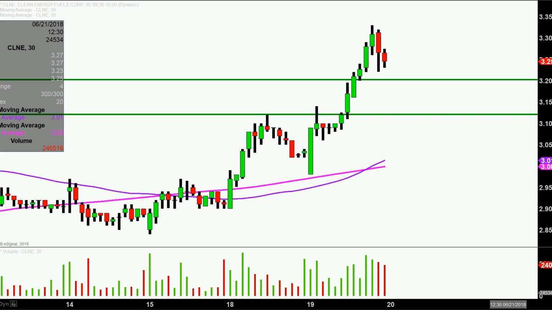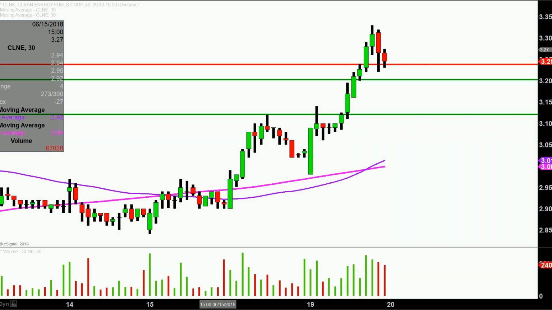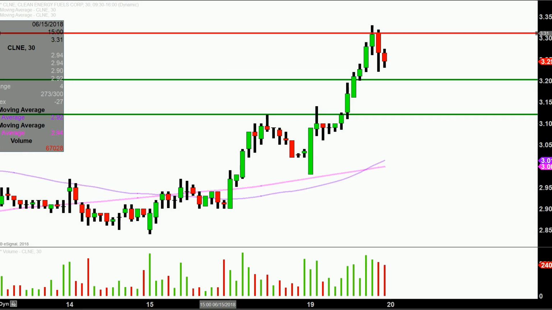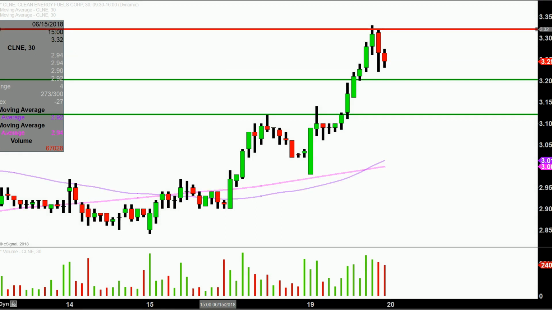What about levels of resistance? In terms of where the sellers are hanging out at currently, right up here at $3.33. So that'll be public enemy number one going forward. All in all, though, nice looking chart.